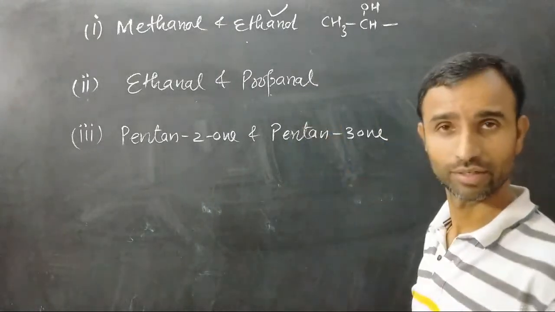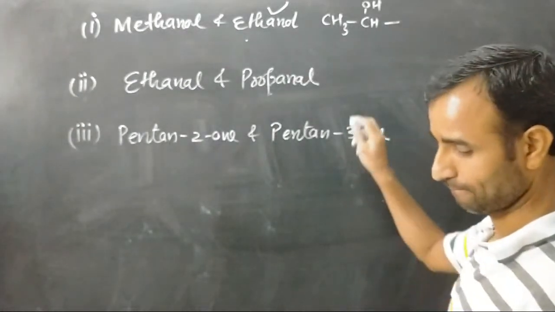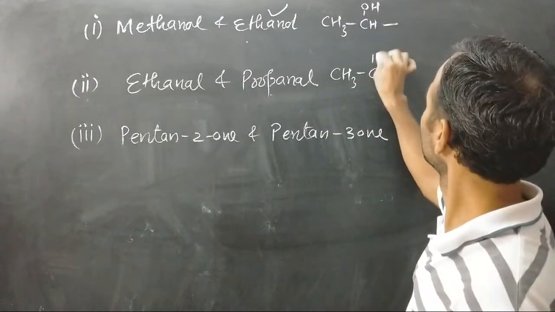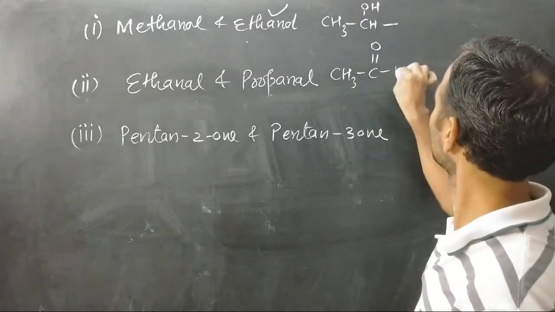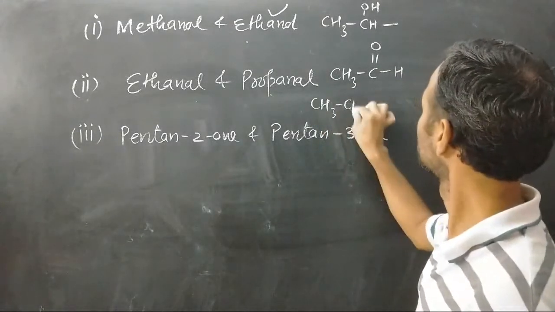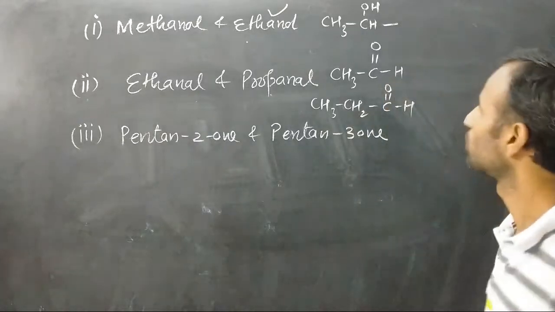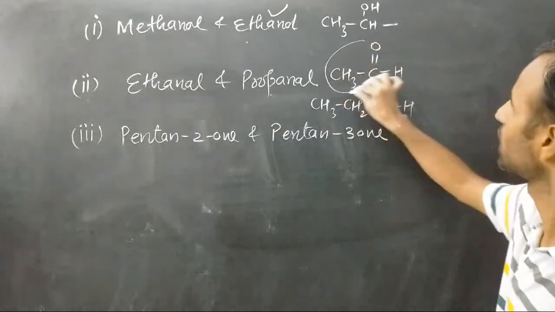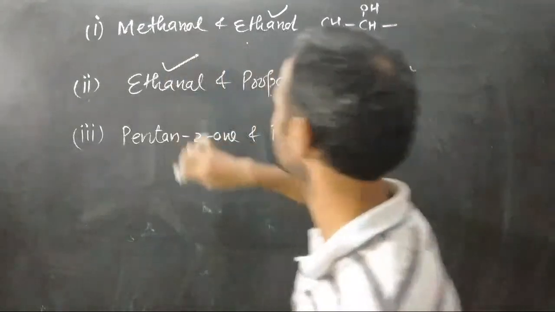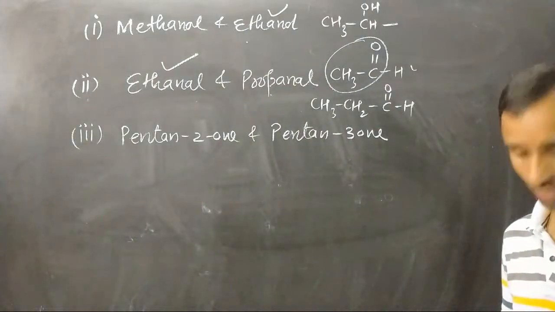aldehyde. In ethanol we have C double bond O H. In propanol we have CH3CH2C double bond OH. So we have C double bond OCH3 in ethanol. So that means ethanol will give this test. Okay, Sahil?